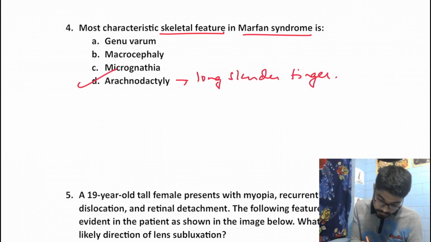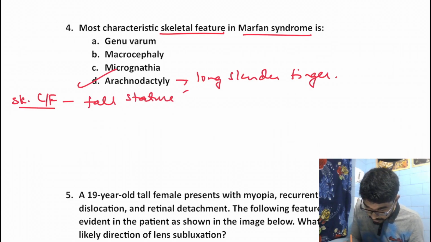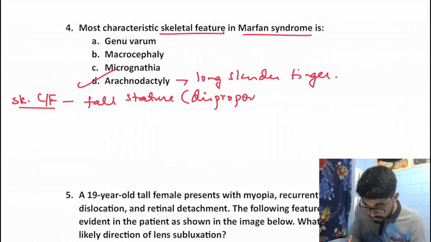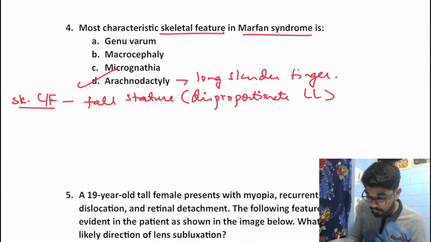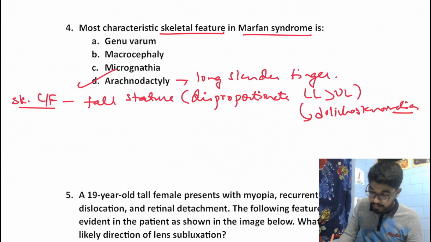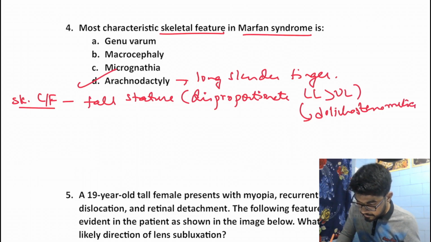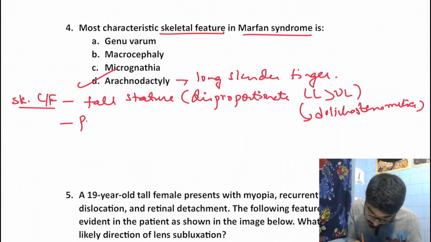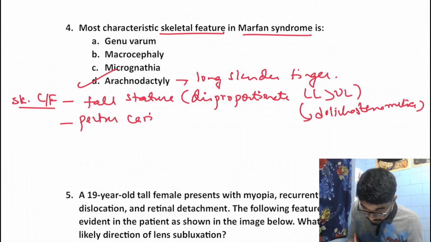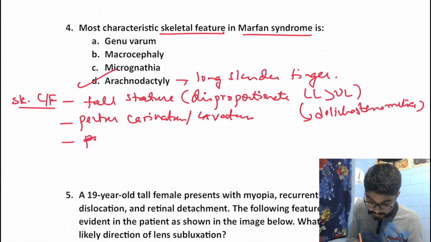Now besides that, other skeletal features that can be seen in Marfan include a tall stature. We have a tall stature, and that is disproportionate, where the lower limbs are much longer than the upper limbs, and this is known as dolichostenomelia. Besides that, we get pectus carinatum, we get pectus excavatum, right? Besides that, we can get scoliosis.